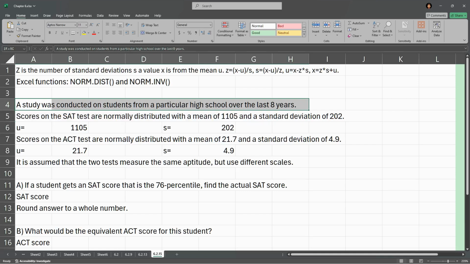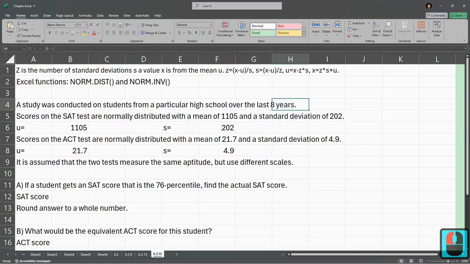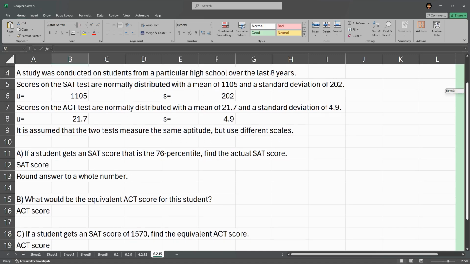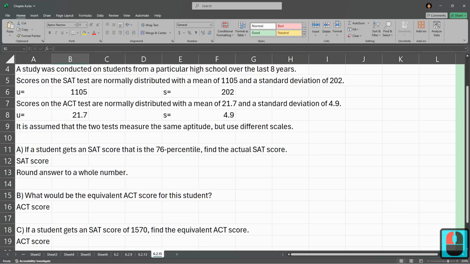All right, I don't believe the 8 years is relevant, so that number is not going to be used in any of our calculations. I'm going to do this with the Excel functions, either norm dist or norm inv, and there are multiple parts on this. Let's start with part A.